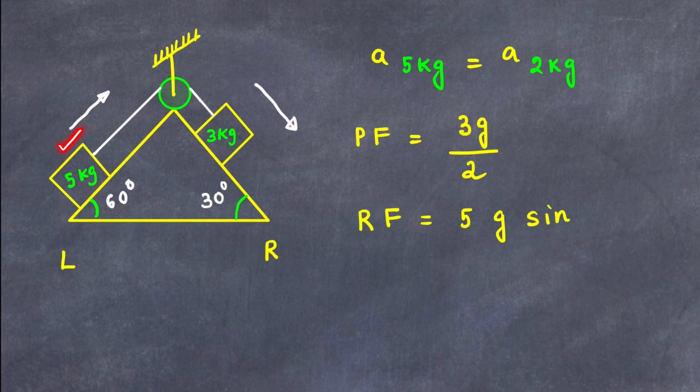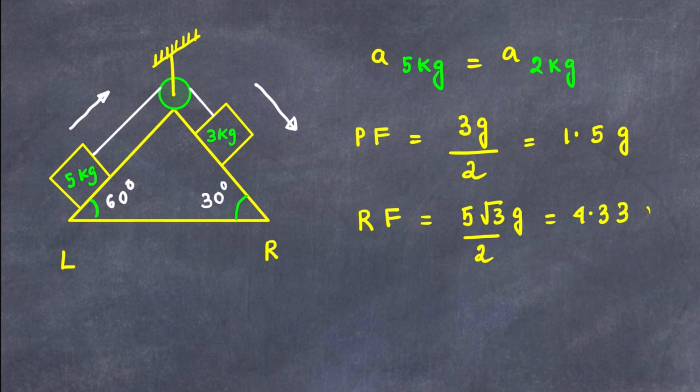Now theta is the angle of the incline on which the 5 kg block is sitting. The 5 kg block is sitting on the angle 60 degree, right? So that means mg sine 60 degree. From here the resisting force comes out to be 5 root 3 g by 2. Over here 3g by 2 is nothing but 1.5 g, and 5 root 3 by 2 g is nothing but 4.33 g. So the acceleration will be the total pulling force, that is 1.5 g, minus the total resisting force, that is minus 4.33 g, divided by the total mass. Now over here the total mass will be 3 kg plus 5 kg, so that means 8 kg.